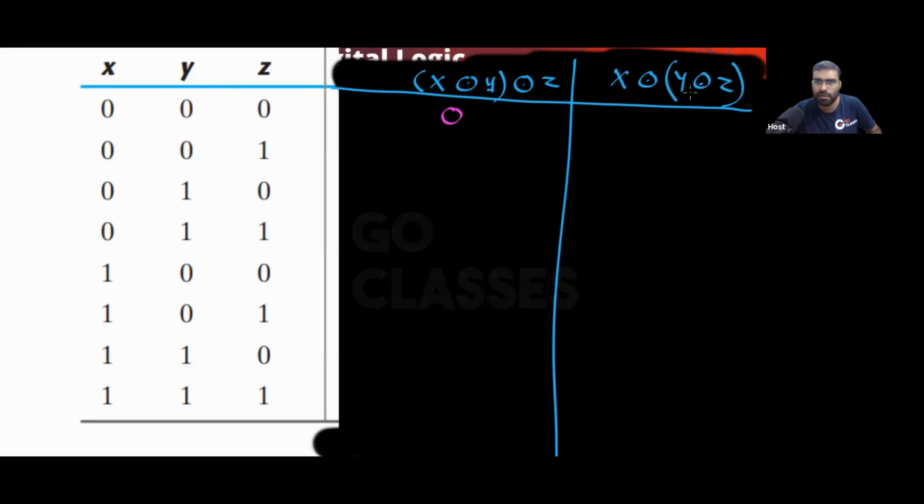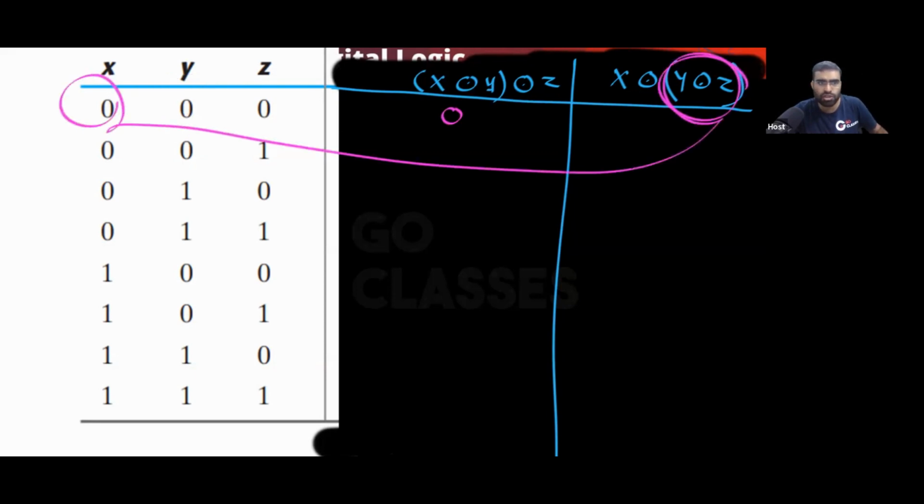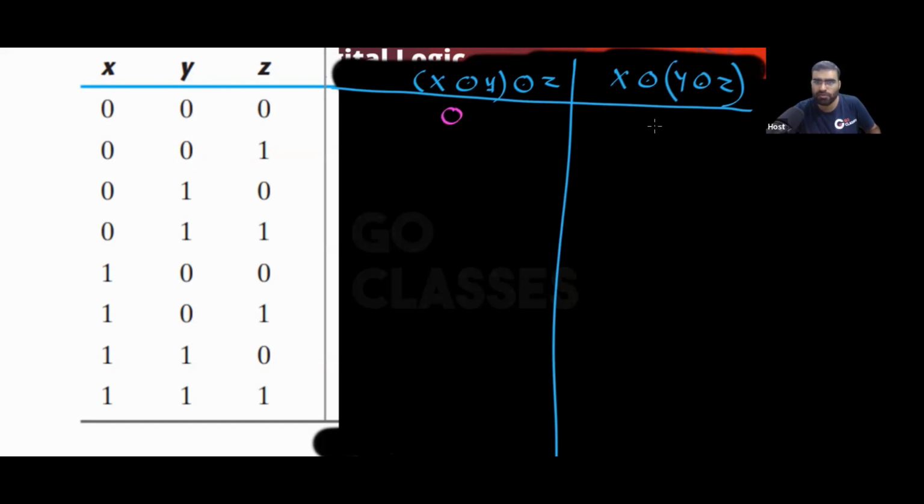Similarly, you tell me here, what will be Y XNOR Z? Y XNOR Z, that will be 1. What will be 1 XNOR 0? 1 XNOR 0, that will be 0. Okay, so like this, you can just do it.